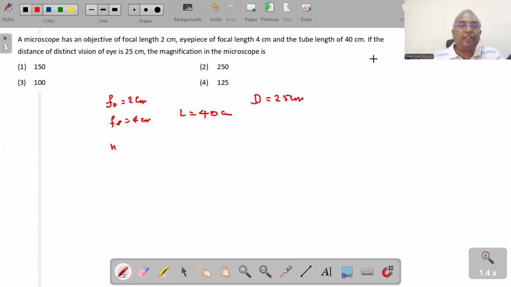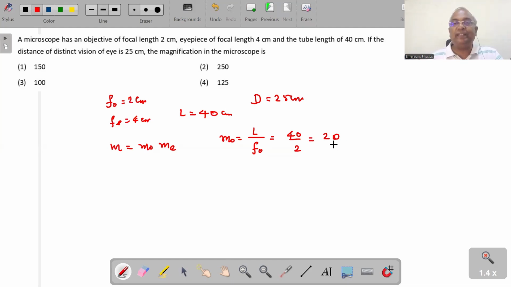We know the magnification of a microscope is the magnification of the objective lens into the magnification of the eyepiece. First we will do it one by one. The magnification of the objective lens will be equal to L by FO, length of the tube by focal length of the objective lens. Length of the tube 40 centimeter by focal length of the objective lens 2 is 20. So the magnification of the objective lens is 20.